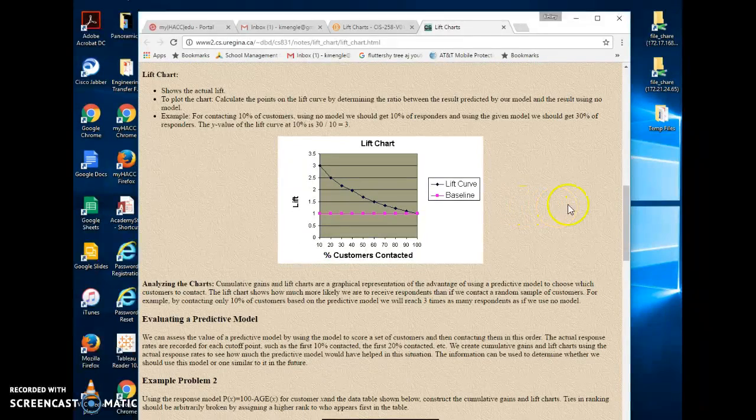Down here we have a second example of a lift chart, where in the beginning there's a wide space between the performance of the model and the baseline, but as you start adding more customers contacted, it starts decreasing, to the point where by the time you are contacting 100% of your customers, it's basically the same as the baseline. So you're trying to determine the best point of actually contacting your customers. The most bang for your buck, so to speak, is contacting 10% of your customers, because you're going to end up with a lift chart measure of 3 as opposed to 1 with the baseline.